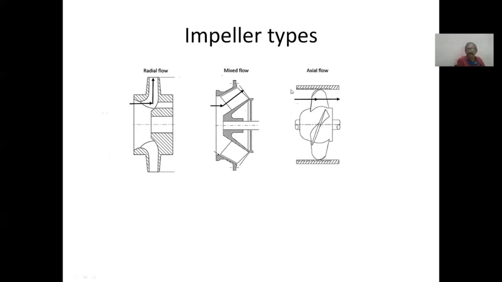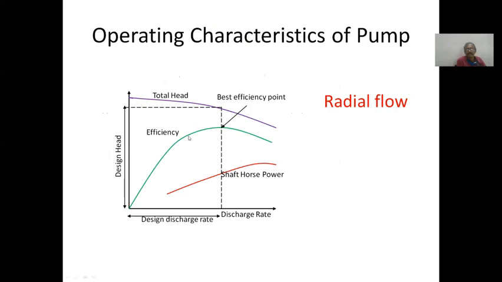Most of the time, these axial flow pumps are not used for drip and sprinkler irrigation because the head developed by this pump is very low and that may not be sufficient to operate drip and sprinkler irrigation. Most of the time, radial flow and mixed flow pumps are used. So if you recall your pump codes again, for radial flow, the typical operating characteristics of pump I have shown here.